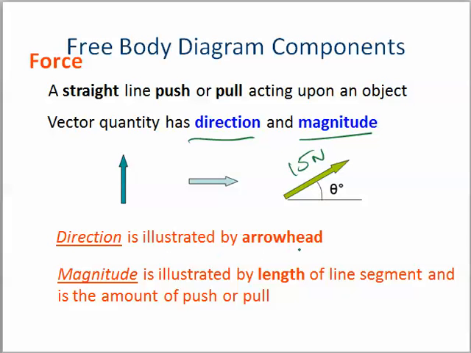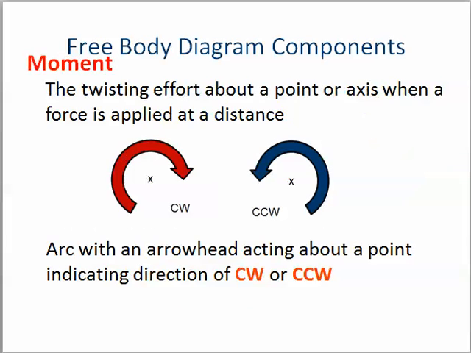Direction is illustrated by an arrowhead. Magnitude is illustrated by the length. So this length would want to be proportional. If I wanted to do one that was 30 newtons, I'd have to make it twice as long. We want to keep all arrows proportional to their magnitude from that point on.